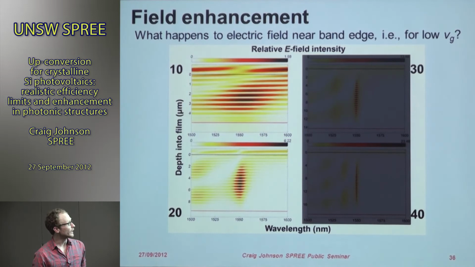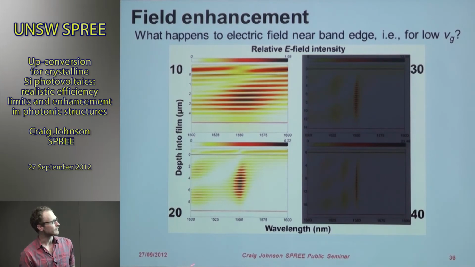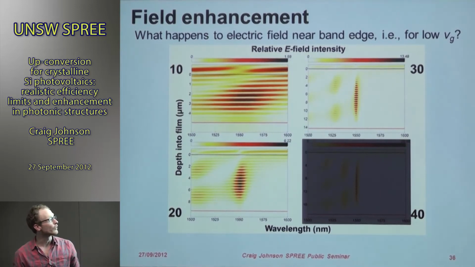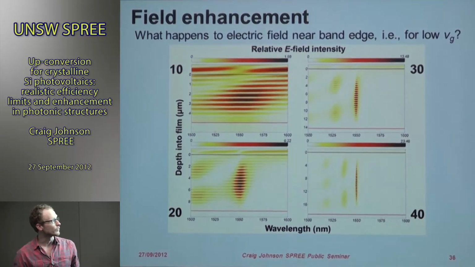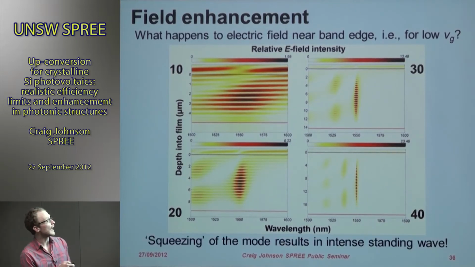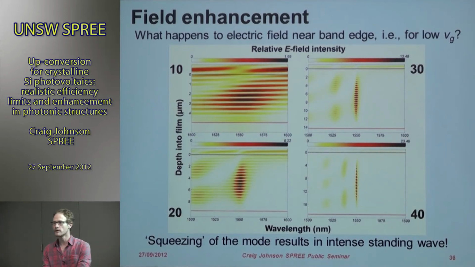But as soon as you go to 20 bilayers, the internal field intensity around 1550 boosts up to 6.22 at the maximum, which is clearly right there in the middle. Then going to 30, 13.48, and at 40, 23.46 times the incident field intensity. And you can see, as this happens, the enhanced region becomes squeezed smaller and smaller, and we get essentially an intense standing wave within that region of the first transmission point next to the band edge.